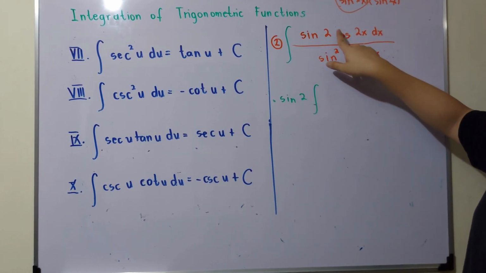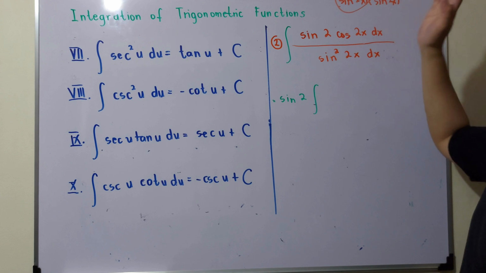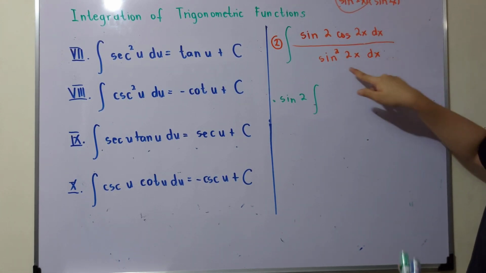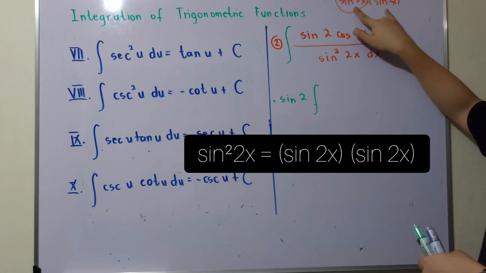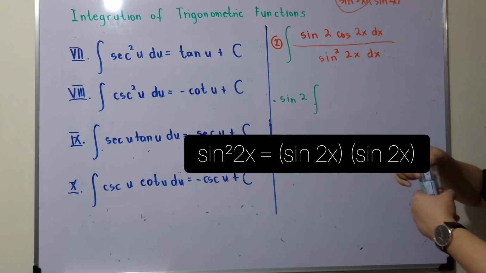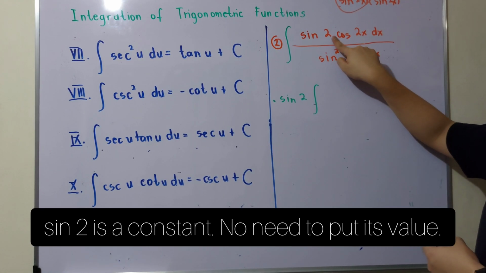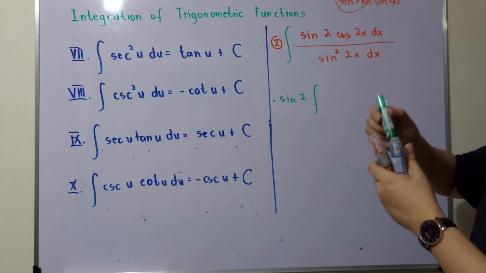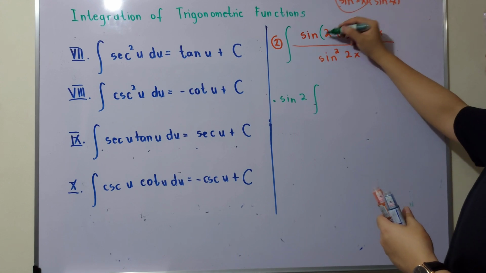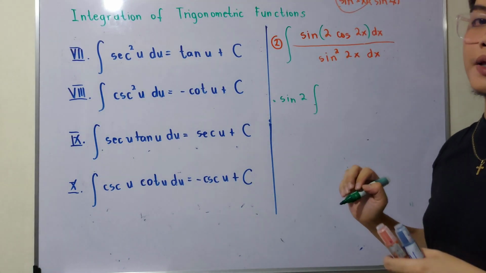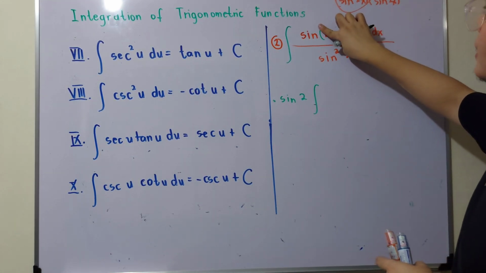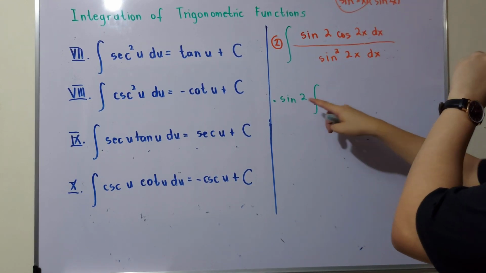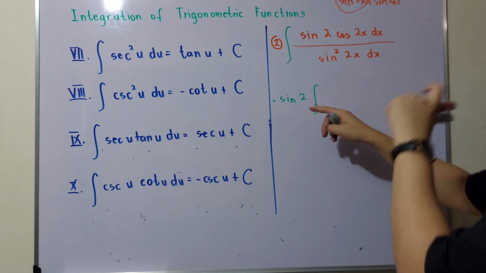So, next is the integral of sine 2 cosine 2x dx over sine squared 2x. So, alam naman natin na yung sine squared 2x ay pwedeng ma-write as ganito. Yung sine 2, wala namang variable na nasa loob, so, lalabas lang natin. Pero kung halimbawa ganito yung itsura niyan, ibang usapan yan. Pero in this case, wala naman nakalagay, sine 2 lang. Kaya ilalabas na natin yan at yan ay constant.